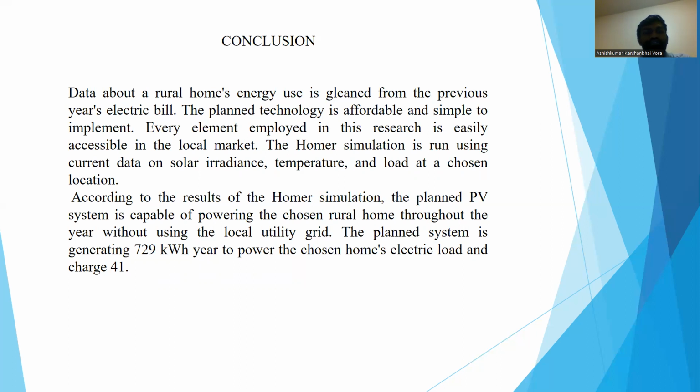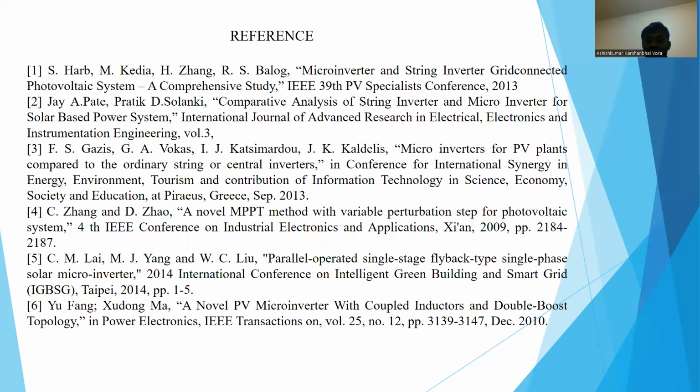The plant system is generating 729 kilowatt-hours per year to power the chosen home's electric load. So these are all the references which I used in my project. By referring to this literature review, I could make my project and complete it. Without this literature review, I couldn't do more things.